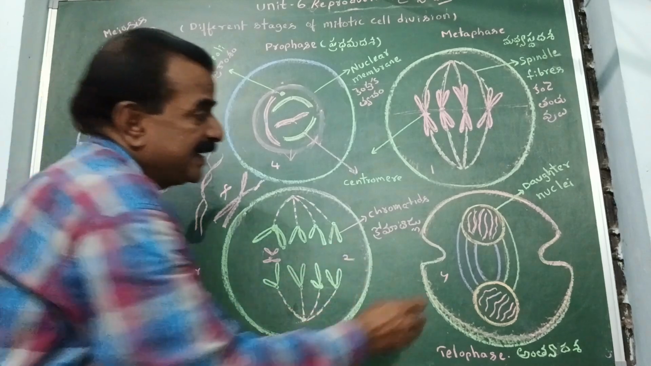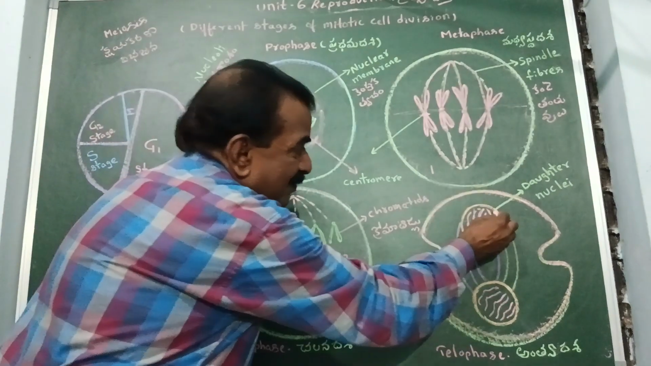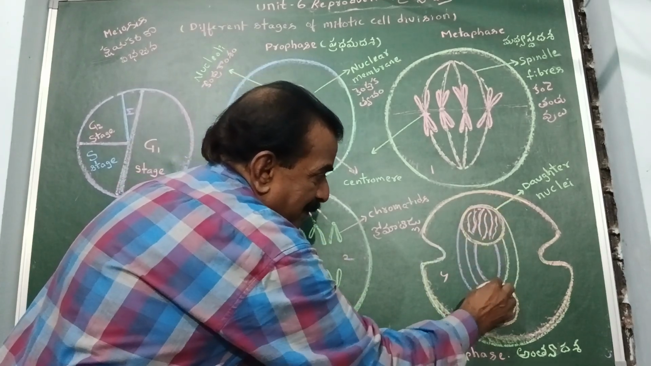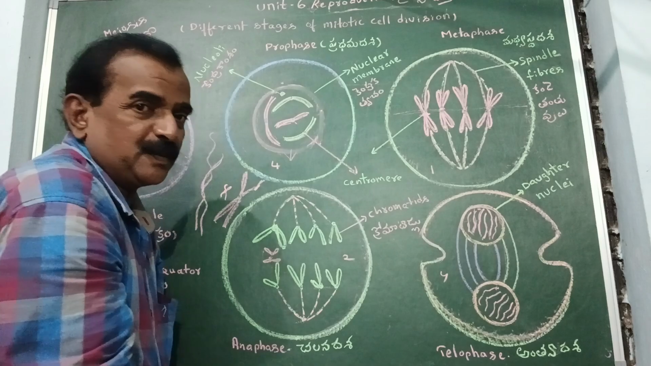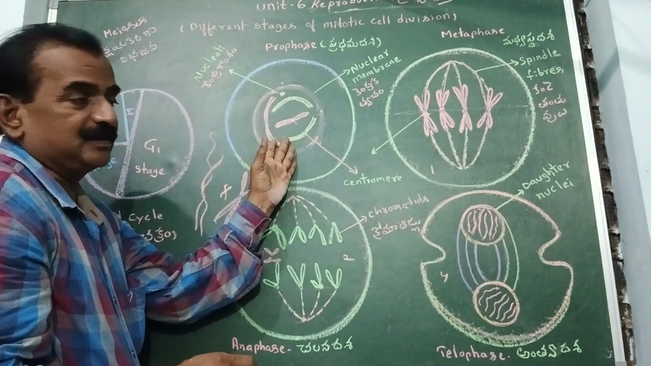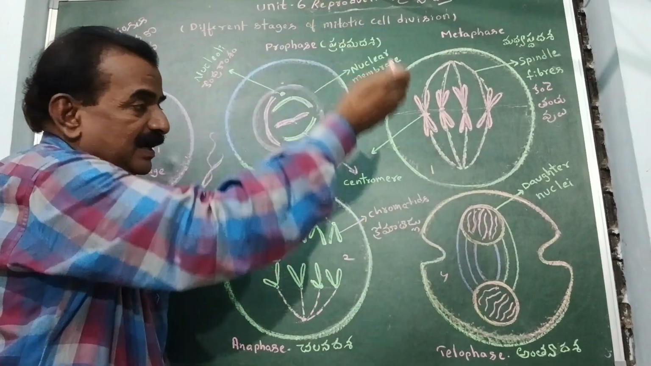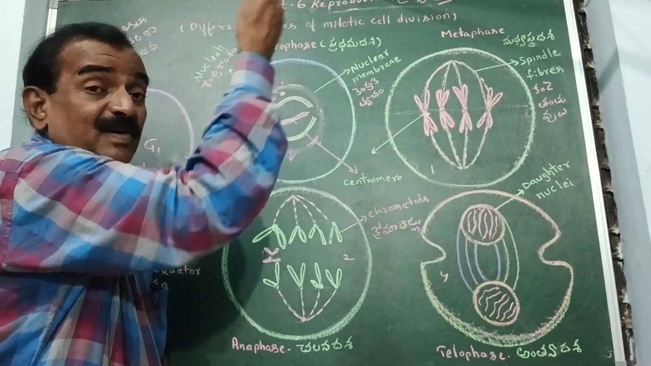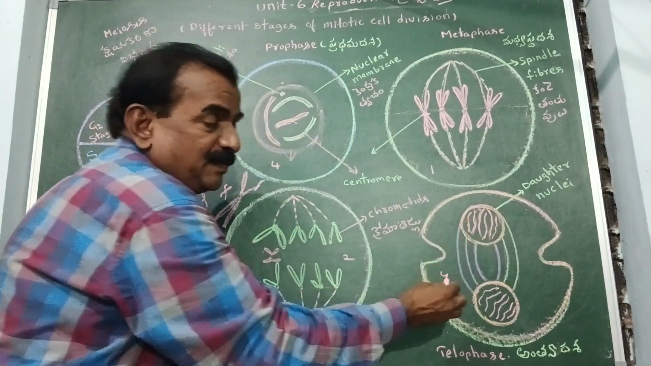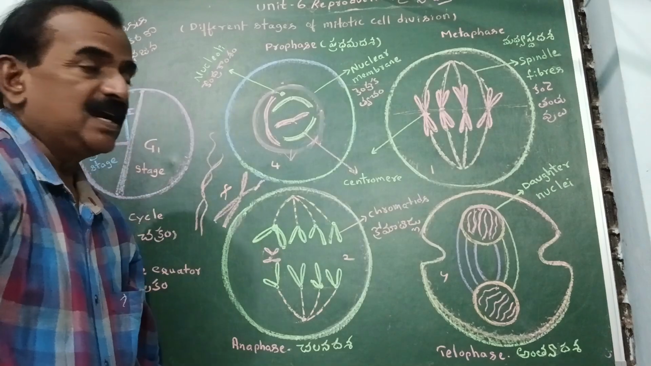They become a diffuse network. Again you see the formation of nucleoli. Again you see the formation of a new nuclear membrane. And finally, what will take place? Reverse to the prophase stage takes place. So here the chromosomes become elongated, and they form a diffuse network, and the nucleolus is formed, and the nuclear membrane is formed. All these changes take place in case of telophase.